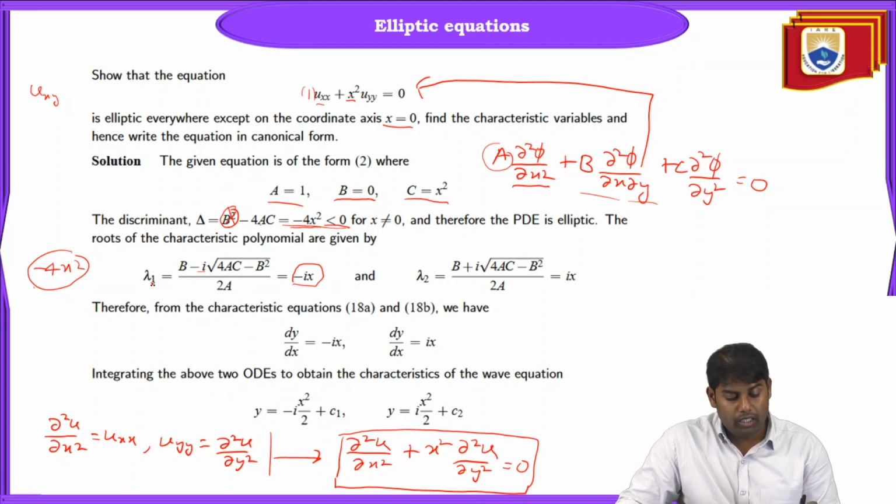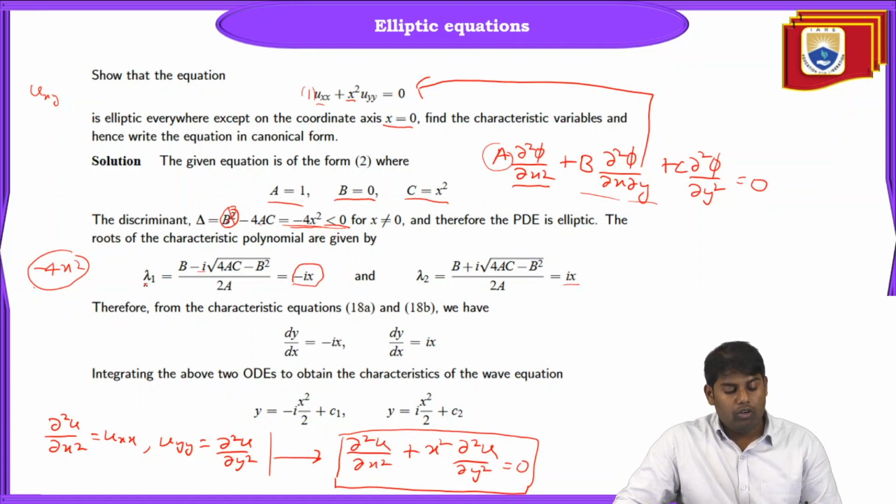Okay, this is the first root. Next, the second root: -b plus i times the square root of 4ac minus b square, divided by 2a. So here, what is the value of a? a is 1, b is 0, and c is x square. So it has become ix.